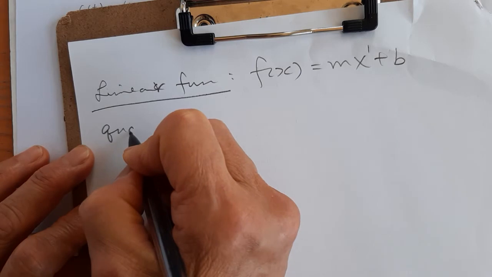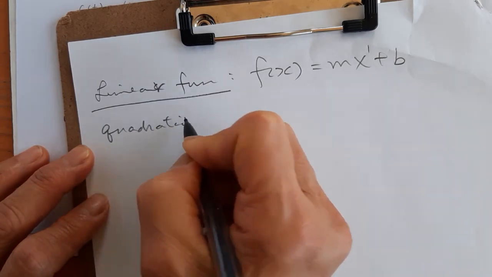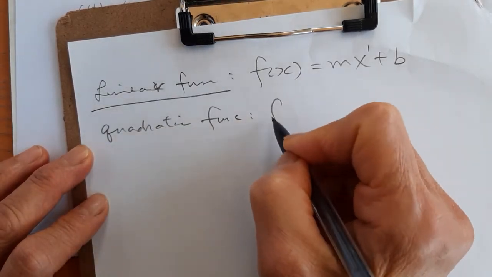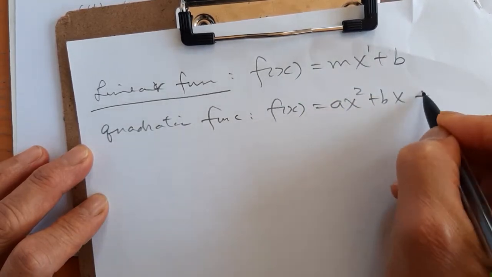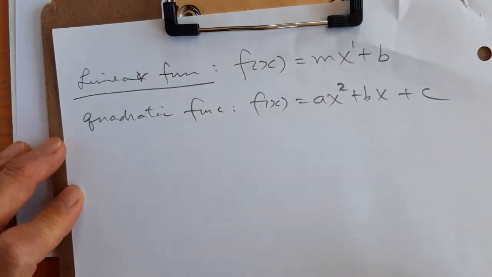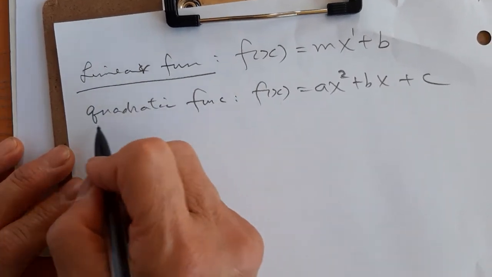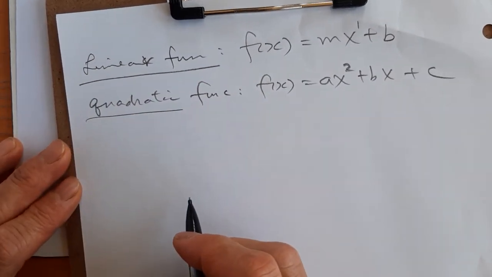Quadratic function is f(x) equals ax squared plus bx plus c. Degree is 2. We call it a quadratic function. Degree 2 is a quadratic function.